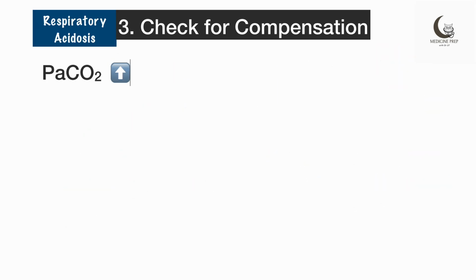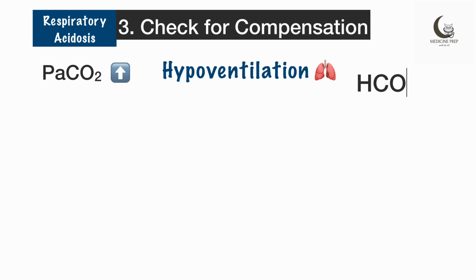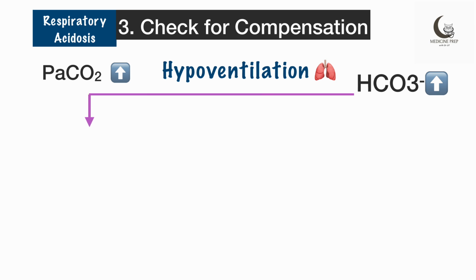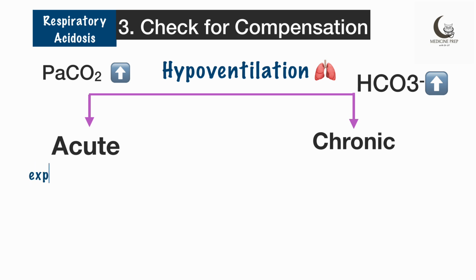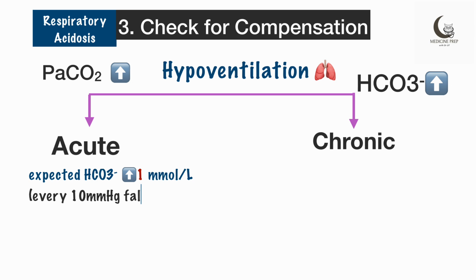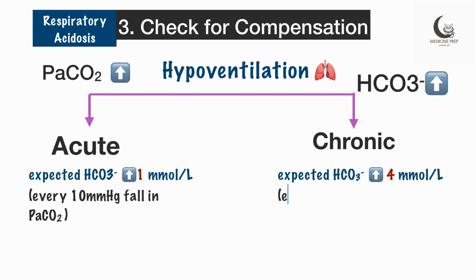Lastly, let's look at respiratory acidosis. Here, the primary abnormality is an increase in arterial carbon dioxide, usually due to hypoventilation. The kidneys again compensate by retaining bicarbonate, so bicarbonate levels will rise. Once again, the compensation will depend on whether the disorder is acute or chronic. In acute respiratory acidosis, the bicarbonate will increase by 1 milliequivalent per liter for every 10 mmHg rise. And in chronic respiratory acidosis, the kidneys have had time to adapt, so the bicarbonate increases by 4 milliequivalents per liter for every 10 mmHg rise of arterial carbon dioxide.